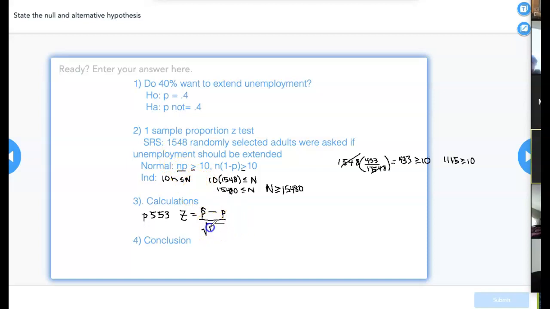So P times 1 minus P. And notice that's a P and not a P hat. In confidence intervals, we use P hat. In testing, we use P. We're testing this population proportion of 40%.